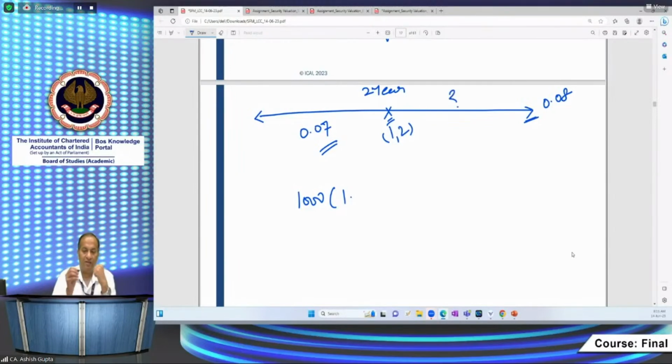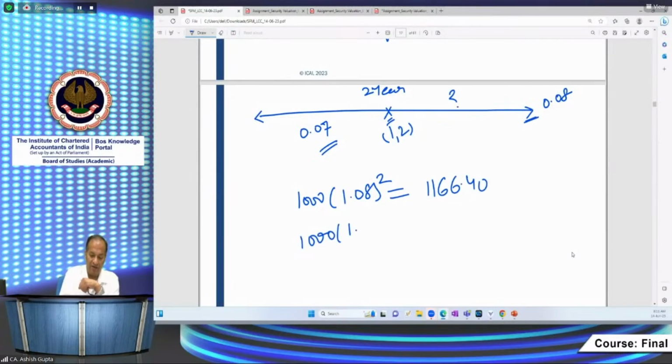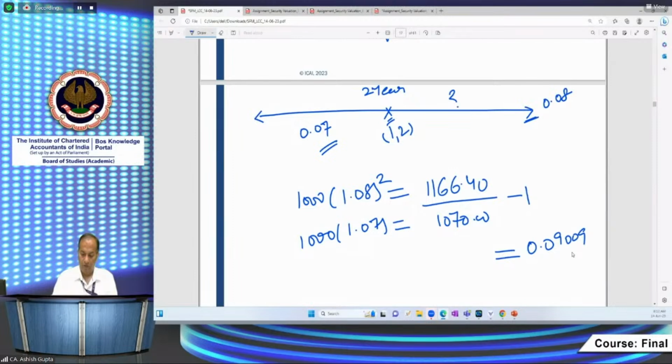So I can calculate this rate. See how: if I invest for 2 years, my value of money after 2 years will be this. If I invest the money for 1 year, the value of money will be this. Accordingly, to compute it I divide and subtract 1. Let's see the value that comes. So this value comes to approximately 9.01%. So the 1 year interest rate after 1 year will be 9.01%.